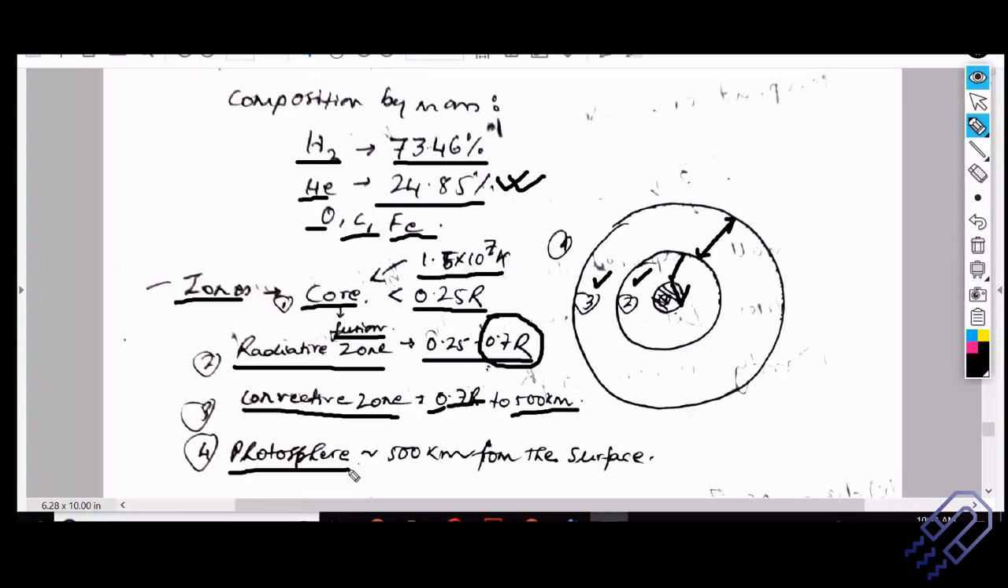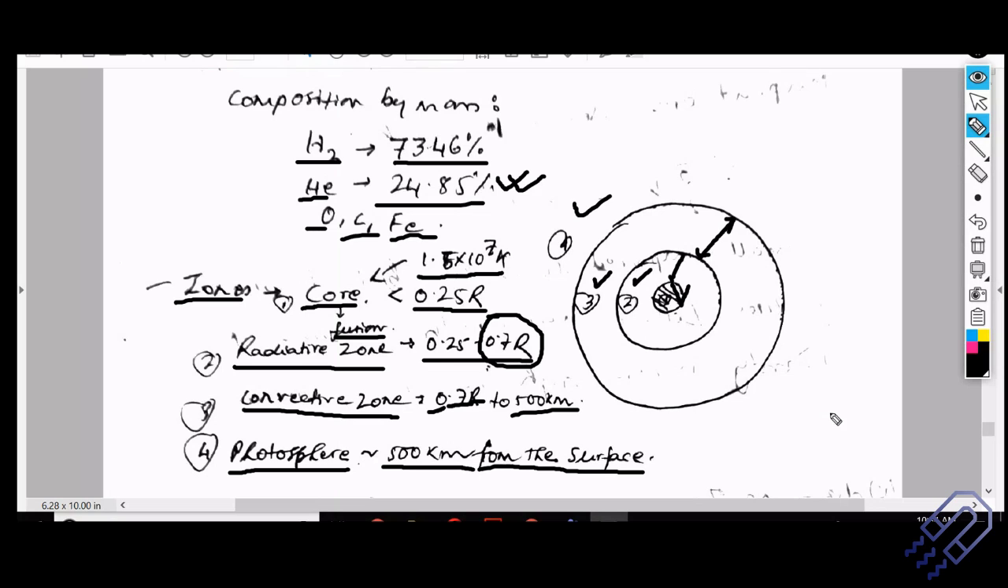So, photo means photons, right? So you have existence of photons there. Usually it doesn't need a medium to travel, and that is the reason that heat can travel with photons. Heat is a form of energy, so that is the carrier of energy. So this is the 500 kilometer zone, beyond 500 kilometers from the surface. So here we have the fourth zone, which is the photosphere.